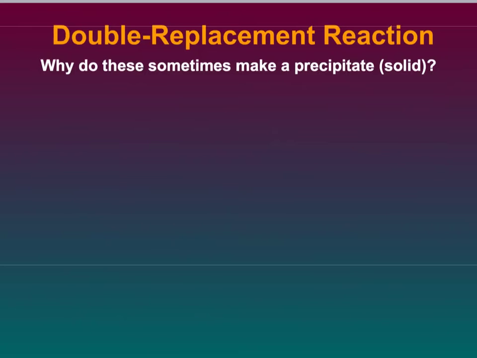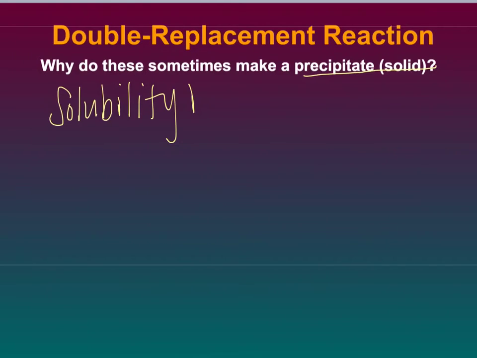The last thing to look at with double replacement reactions is why these sometimes make a precipitate. What that means is we sometimes form a solid. So precipitate means a solid. The reason that this occurs is because of our solubility rules. This is where that reference sheet, or your periodic table, is really going to come in handy. Your solubility rules are on the back.